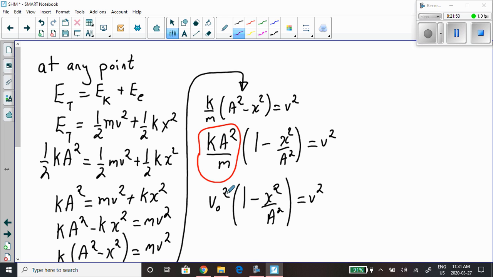What have I created? Well, we have created an expression for the velocity of the object undergoing simple harmonic motion at any point. I can now tell you what the speed of the object is at any point by knowing what its speed is at the rest position, knowing at what point it's at, and knowing what its maximum displacement or amplitude was. That is a very powerful and convenient equation.